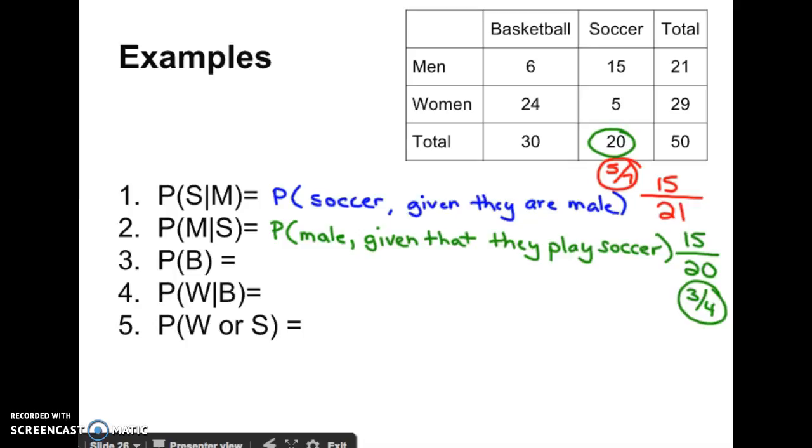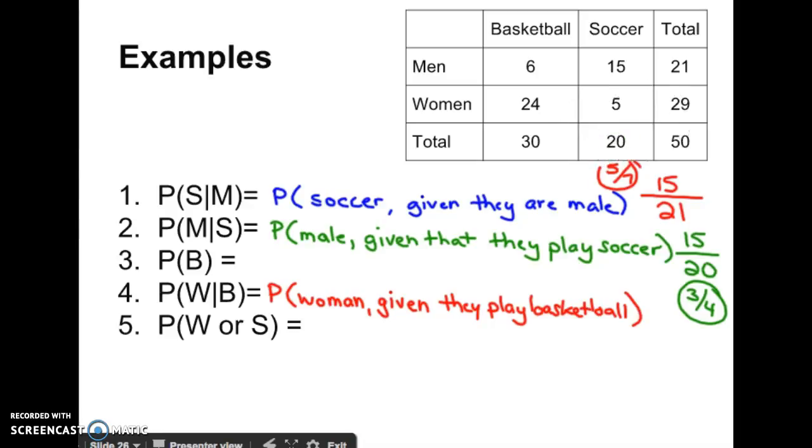Let's skip down a little bit. Let's go to this 4th one down here since it's similar. So this one would be the probability that somebody is a woman, given they play basketball. So I'm going to write that up there. So I already know they play basketball, so that limits the group down. So if we look up here, the total number of basketball players is 30, so that's my bottom number. So out of those 30, how many were women? And the answer is 24. Okay, so 24 out of 30, which I believe reduces down to 4/5, is the answer for that one.